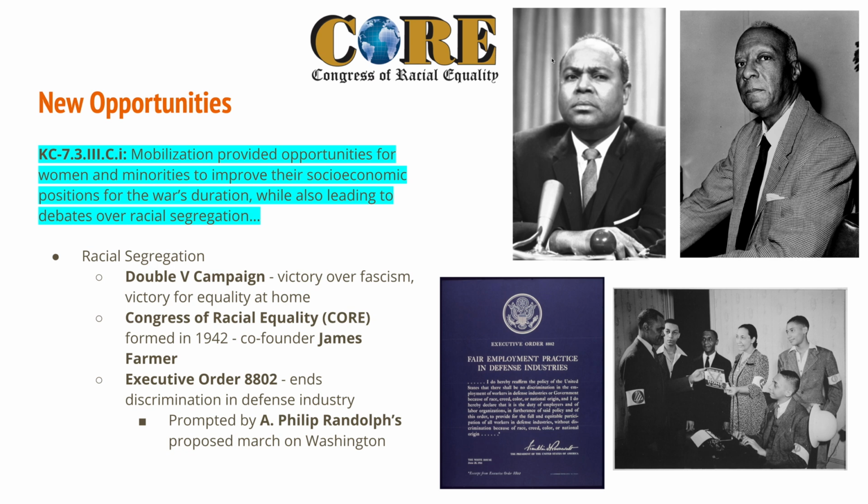We have a new civil rights group called the Congress of Racial Equality, or CORE, formed in 1942. They will continue to be influential in the fight for civil rights into the 1960s and 70s. One of the co-founders, James Farmer, and the first director of CORE, will work closely with the Kennedy administration and the Johnson administration later on in the 1960s, and also the Nixon administration.